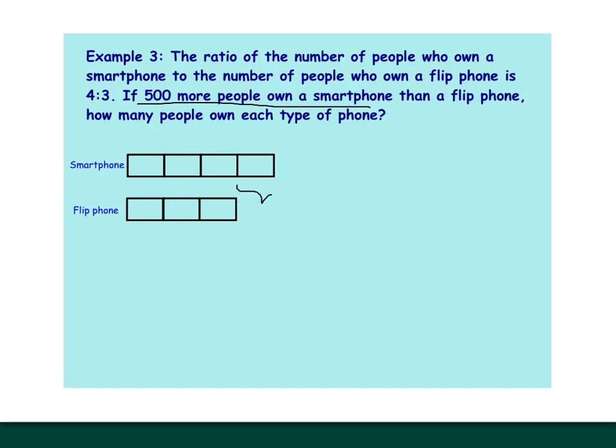I know that the difference between them, 4 minus 3, is only 1. This time I really didn't have to do the subtraction. I could just count. So this one block represents the difference between those. This one block also represents 500 people. Well, here, since it's one block already, I don't have to do any division to figure it out. I know that each of these blocks represents 500 people.